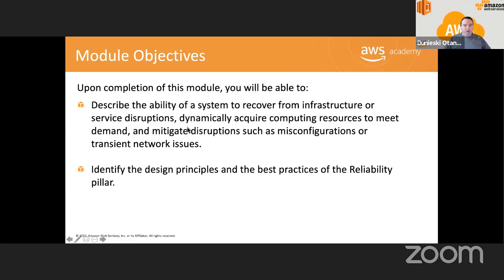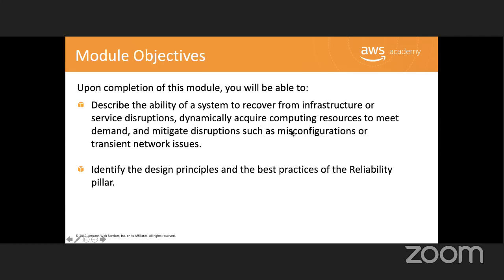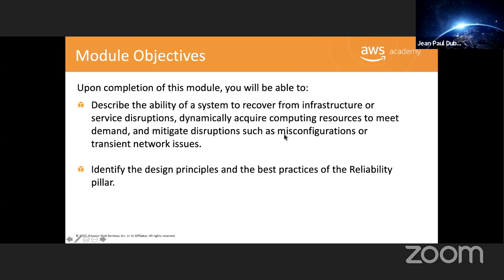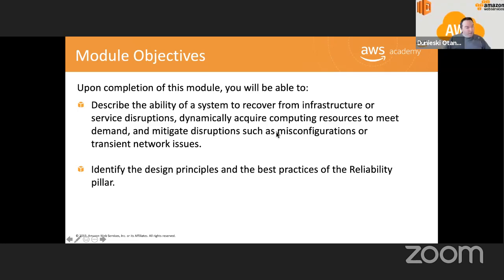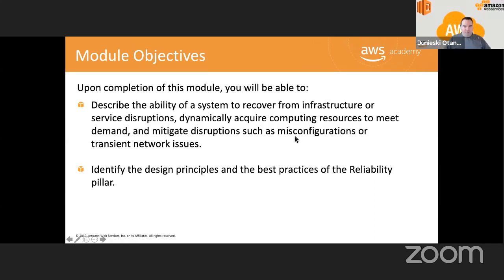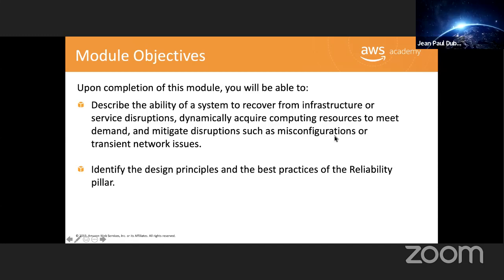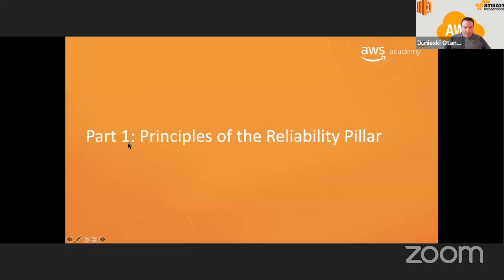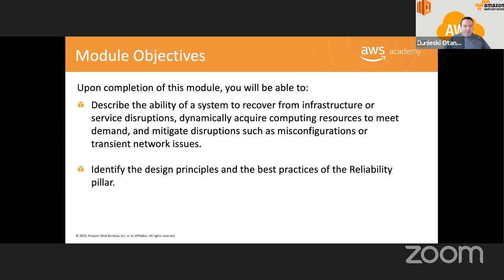Okay. What is the service that helps you mitigate disruptions like misconfigurations? Load balancer? No. Inspector? Inspector lets us see what's going on, but not misconfigurations. Which one? Config. That is correct. Yeah, AWS Config. That's the one that tells you if there's a change in configuration, of course, whether the change was for the worse or for the good, right? Good. So we're going to identify the design principles and the best practices of the reliability pillar.